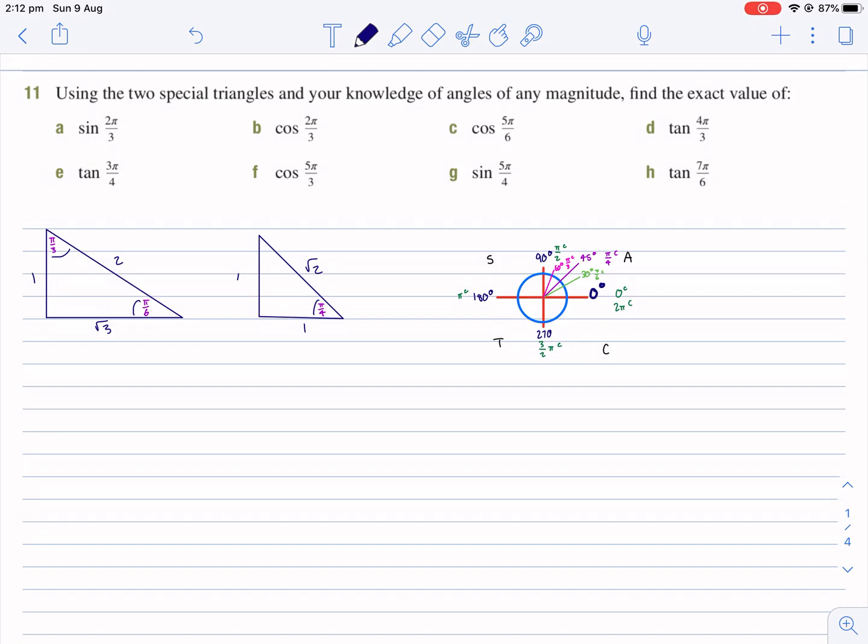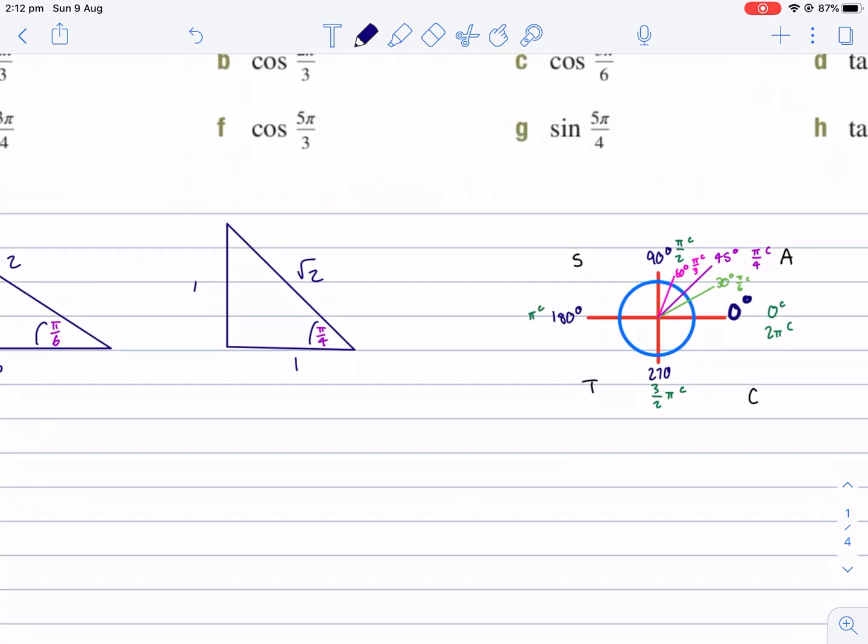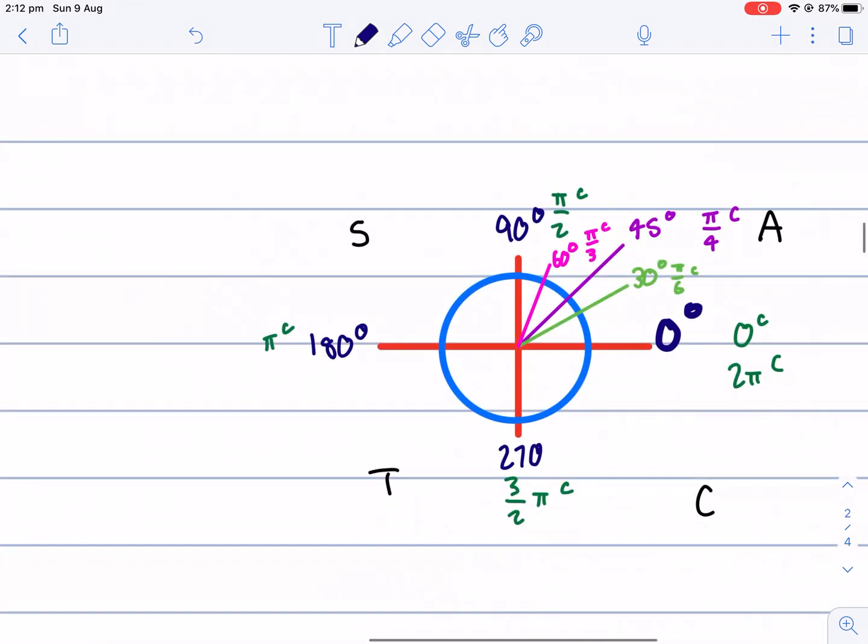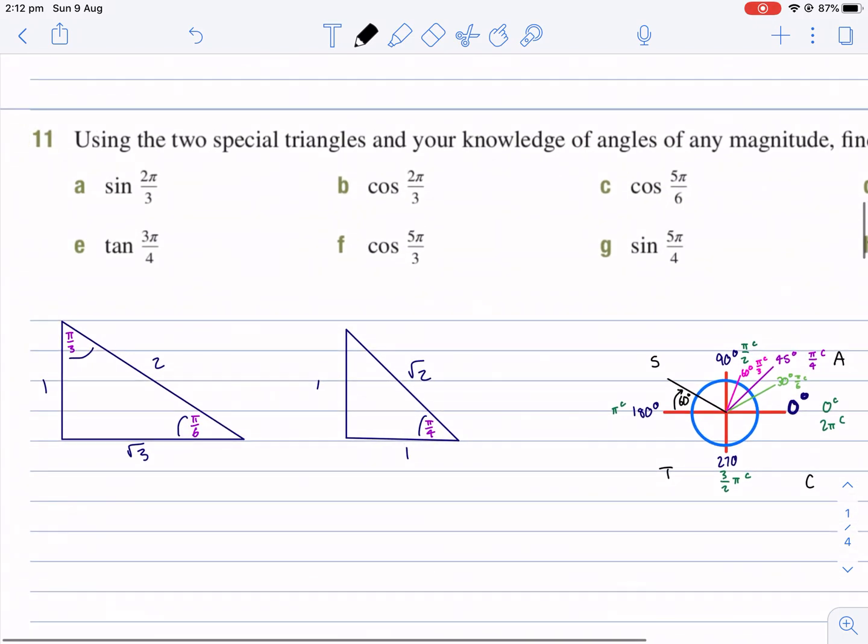Now, we're going to use our two special triangles and our knowledge of angles of any magnitude to find these values. So if we've got sine 2 pi on 3, well, 1 pi on 3 is 60 degrees. So really we're finding sine 120, which is over here. So that's the same as 60 degrees back, but it's sine, so it's going to be positive. So it's positive sine 60, so pi on 3, which is sine pi on 3 is root 3 on 2.